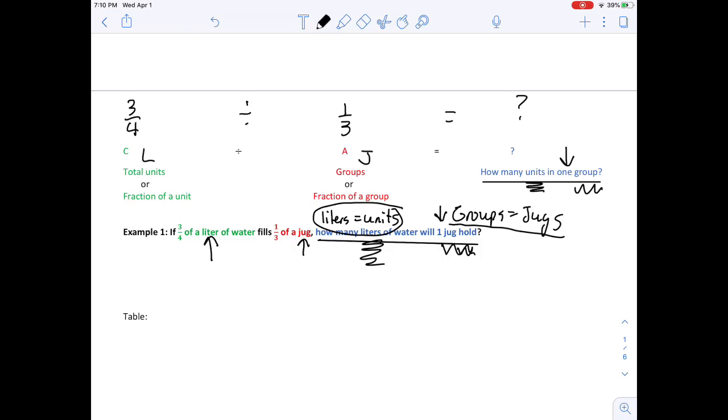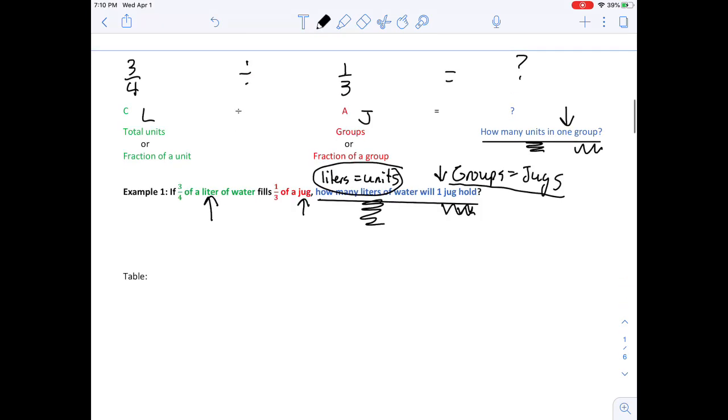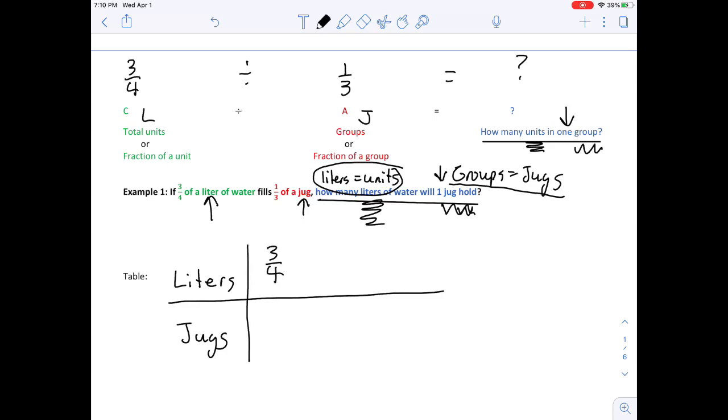So let's solve this first with a table. These problems work really nicely with a table. We'll have liters, we'll have jugs. We'll fill in the given from our problem. We have 3/4 of a liter fills 1/3 of a jug. These guys are paired, and we're trying to figure out 1 jug, how many liters?